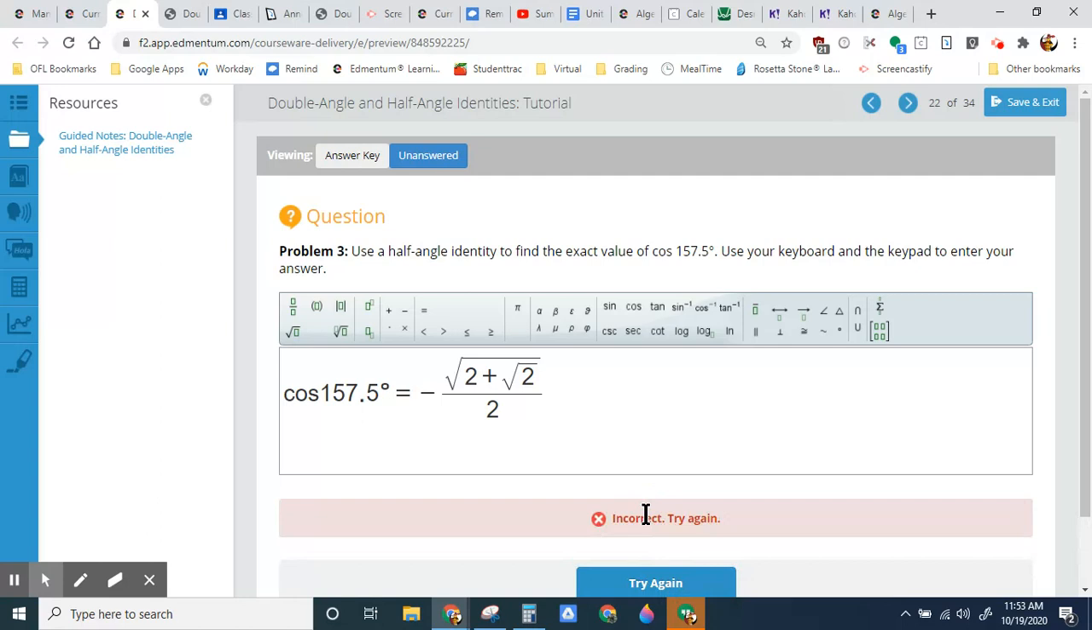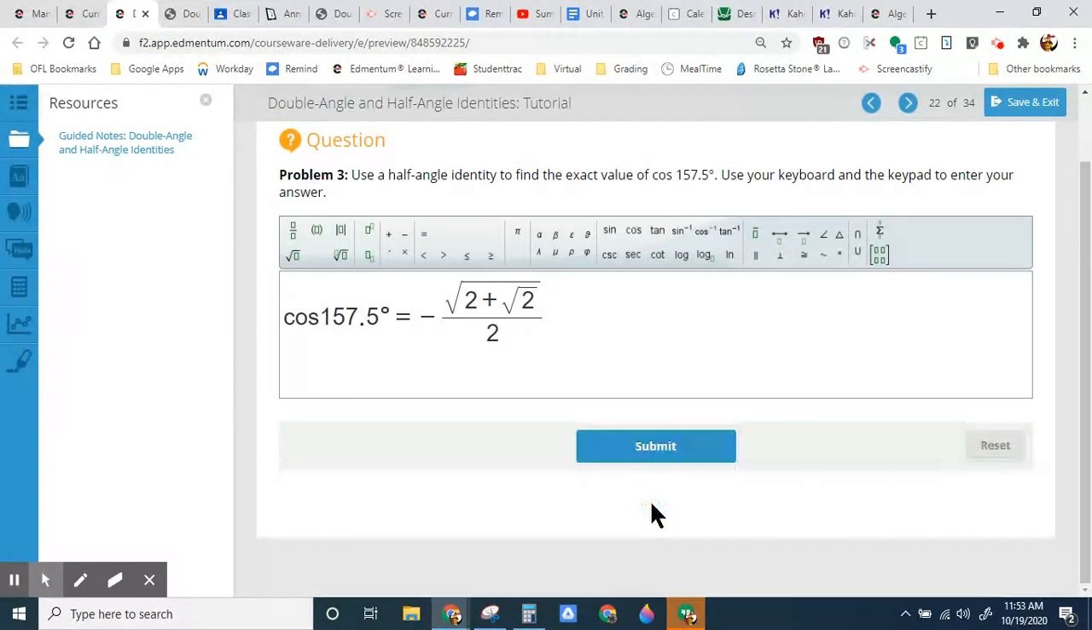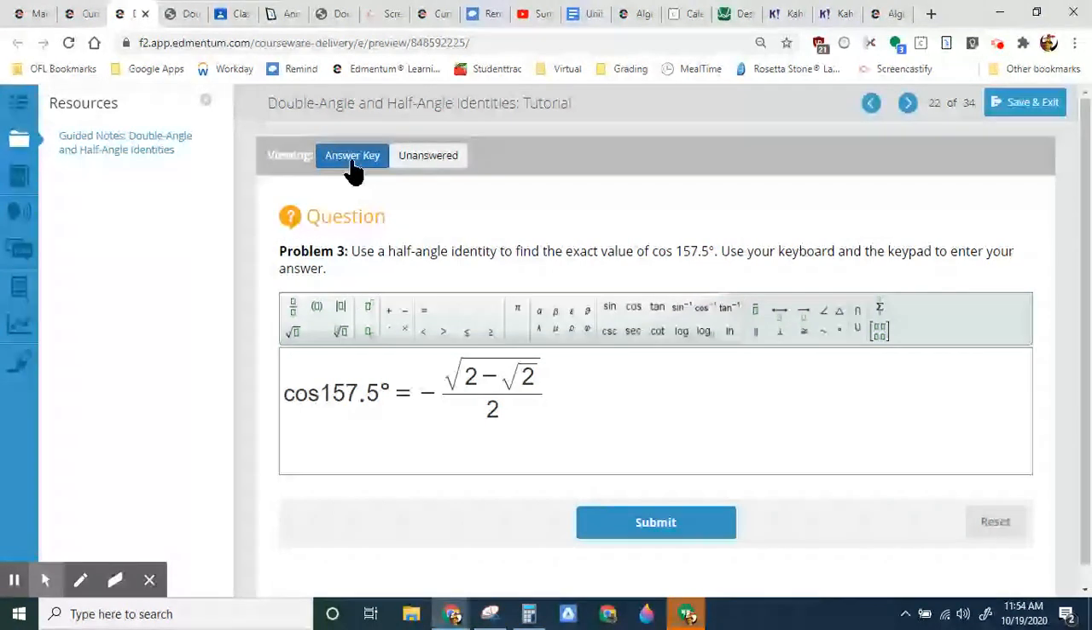Wrong. Come on, Edmentum. Why you do this to me? Let's try this again. Let me see. Who wants a bet? It's not even that bad of a mistake. Why is it negative?